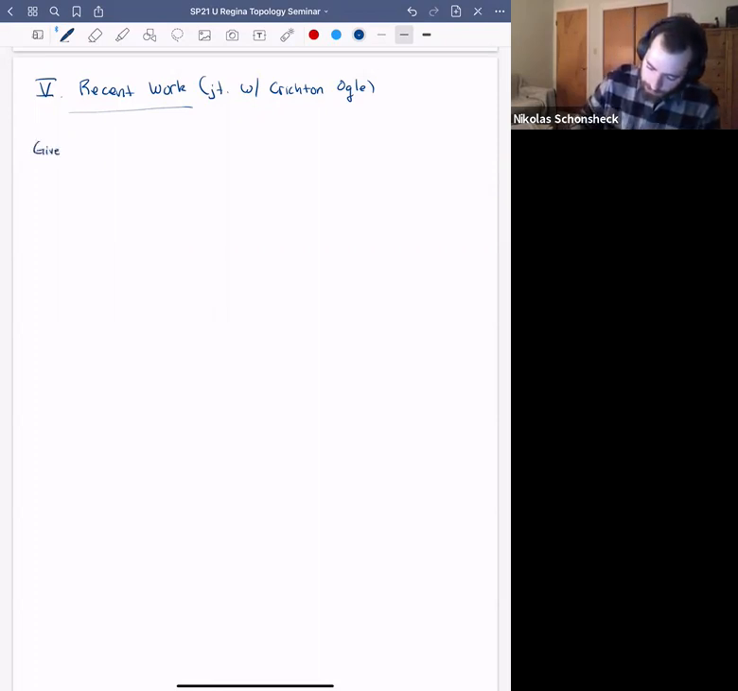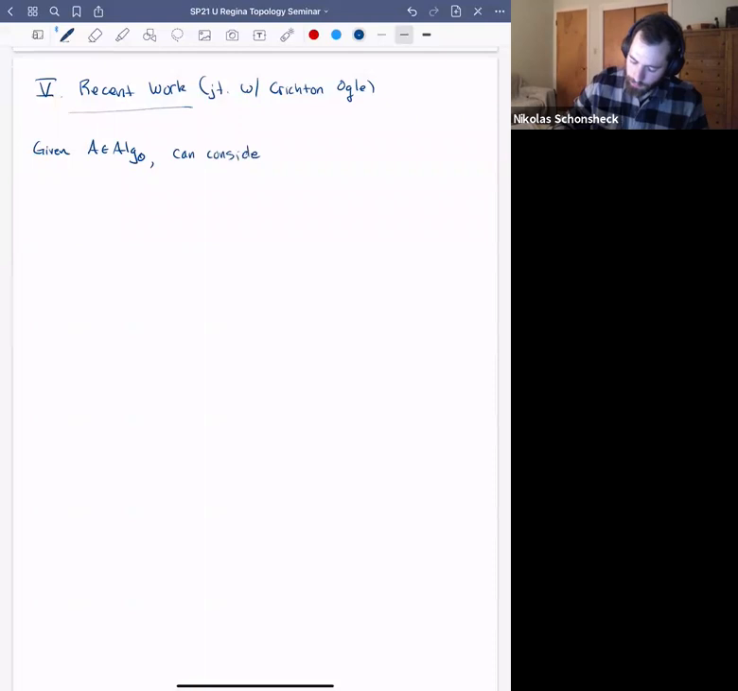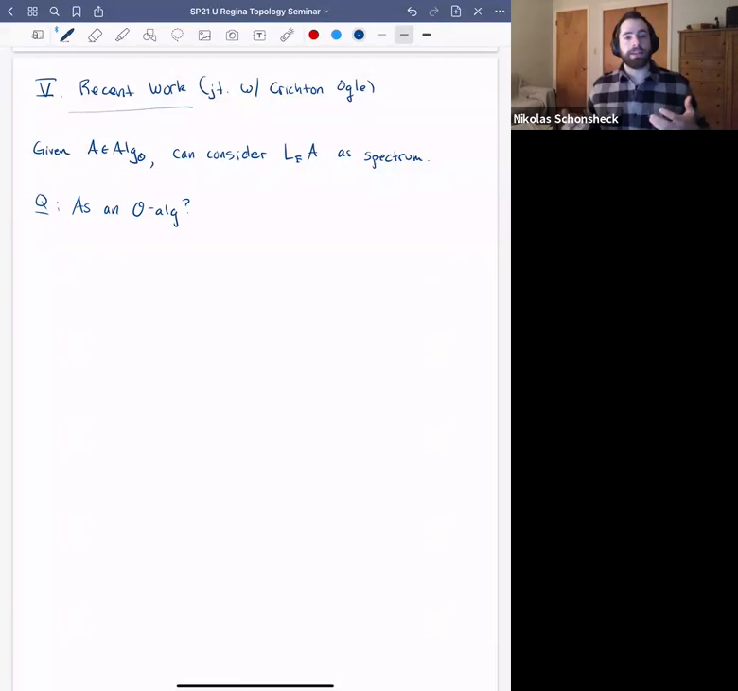To set this up, given an O-algebra A, underlying that is some spectrum, and we can consider the localization of that spectrum with respect to the Johnson-Wilson spectrum or Morava E theory. So we can consider L_E of A just as an underlying spectrum. The question we wanted to ask is, can that localization first of all be given a natural O-algebra structure? So could we consider this as an O-algebra? And then is there any nice interplay between this kind of localization and the Taylor tower of the identity functor? Interaction with the Taylor tower.